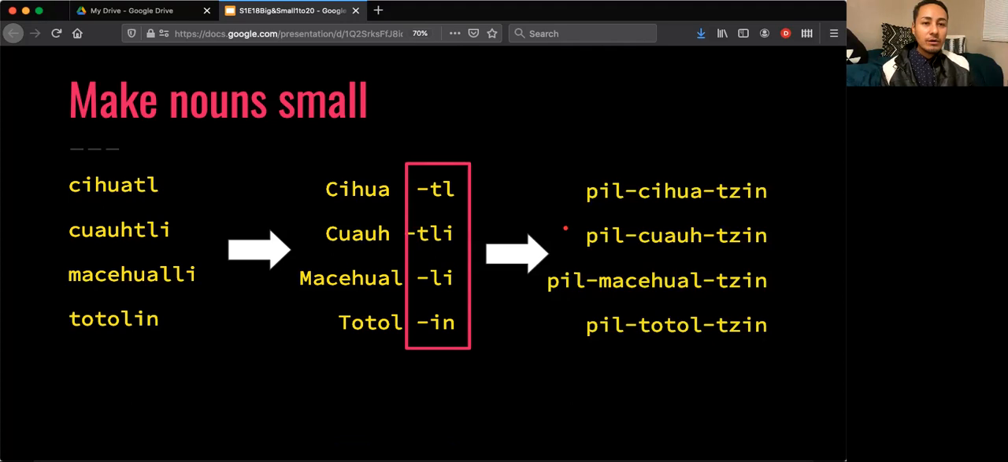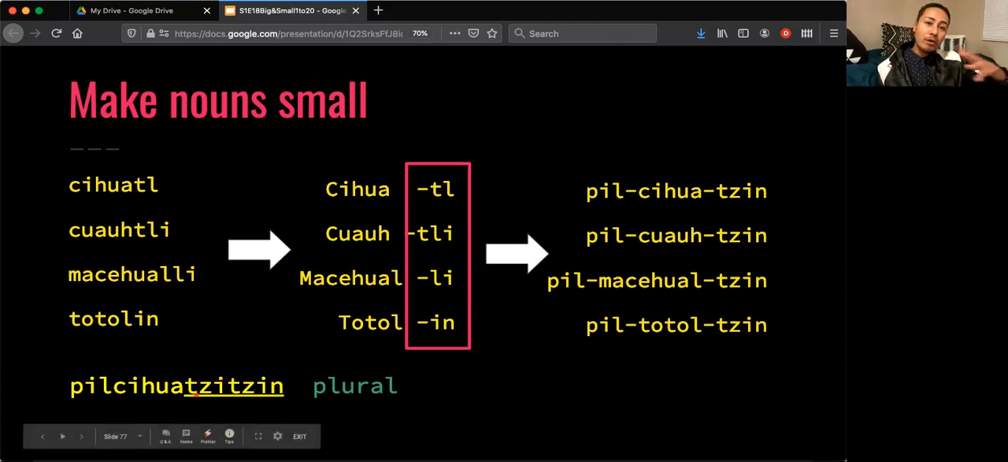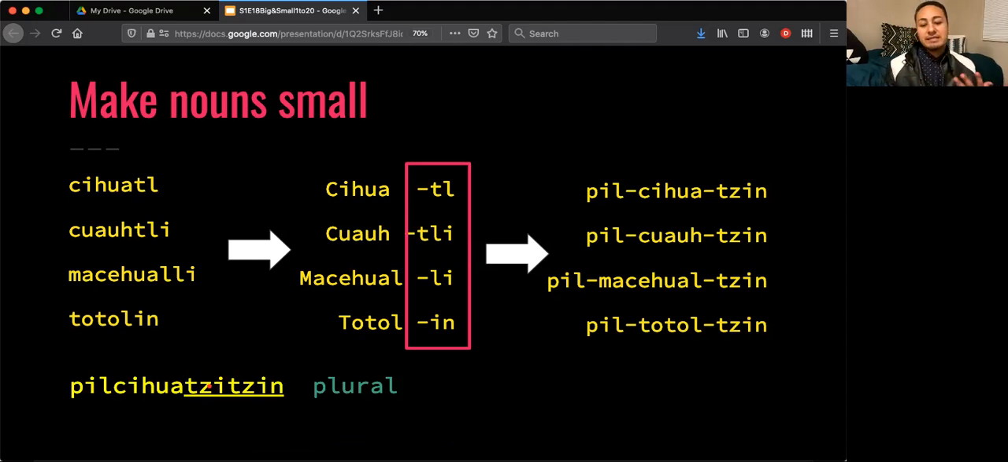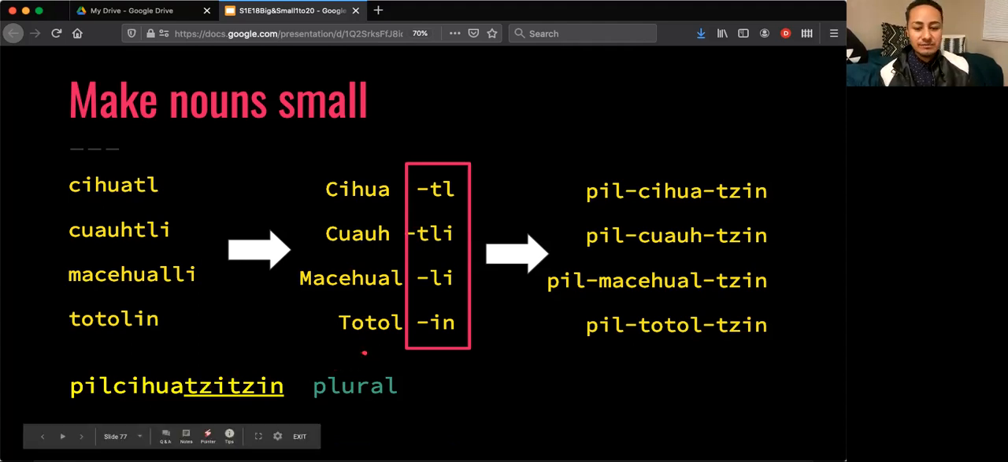You have kuahtli, you would change it to pil kuahtzin, little eagle. You want to say masewali, person, make it small, little person, pil masewaltzin, little person. And you'll say totolin, which I believe means turkey, it would be pil totolzin, little turkey. And if you remember from last lecture, if you have a word that ends in tzin and you want to make more than one of it, then it becomes tzitzin. So if you have little woman, it'd be pil siwatzin. But if you want to say little women, it would be pil siwatzitzin. So that tzitzin rule applies to any noun that has tzin to it.